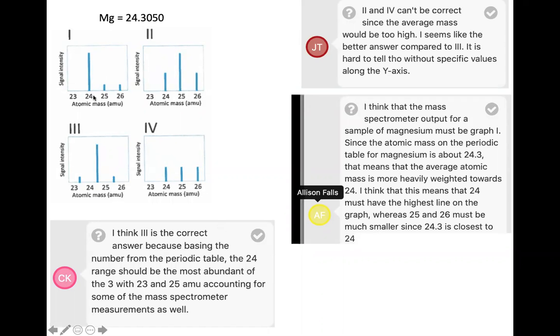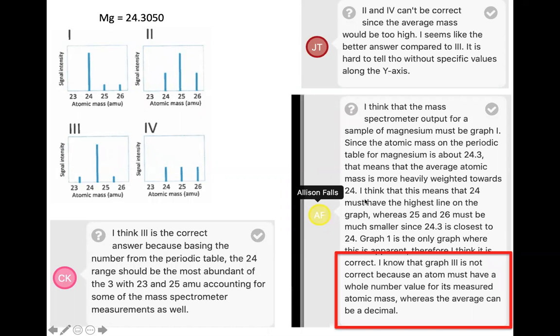Now, the person who really nailed it and added an additional idea, which I think is important, was Allison. Allison began by talking about the amounts that we would have, but notice what she then adds. I know that graph three is not correct because an atom must have a whole number value for its measured atomic mass. The average can be a decimal. In case one, the values we would be working from would be right at 24, 25, and 26. And the one at the bottom, we're in between for all of those. I think Allison nails it on this one.